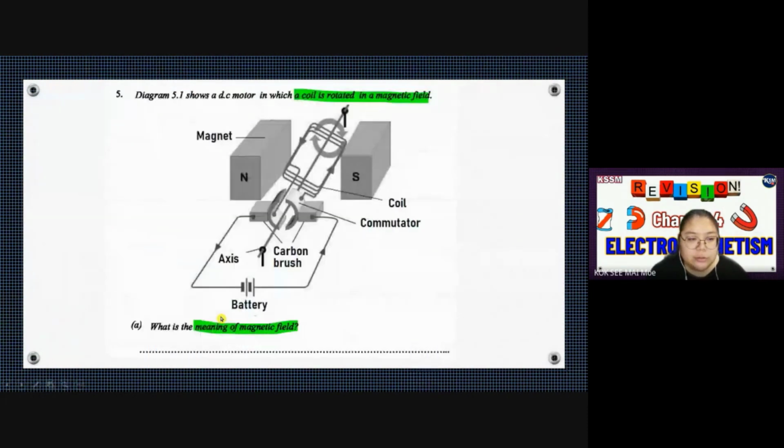Okay, then we go through to number 5. They show a DC motor. How do I know it's DC? You see the commutator. Then, got battery or not? Got battery means Fleming's left hand. They rotate in the magnetic field. Again the question, what is a magnetic field? A magnetic field is a region where a magnetic substance experiences magnetic force.